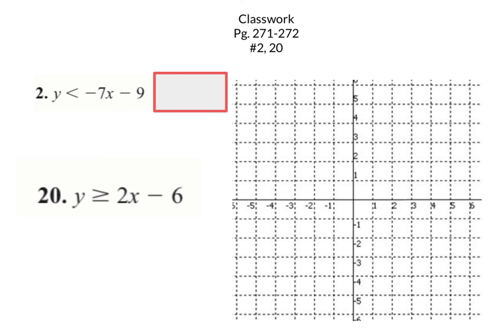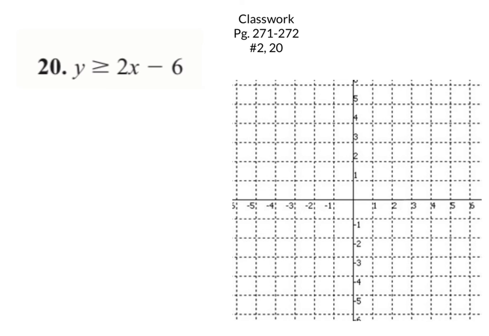Actually, I just want you to do 20 here. So for this one, where do I start, by the way? -6. So I'm going to start at -6. What is my movement? Up 2 over 1. So I'm going to go up 2 over 1.